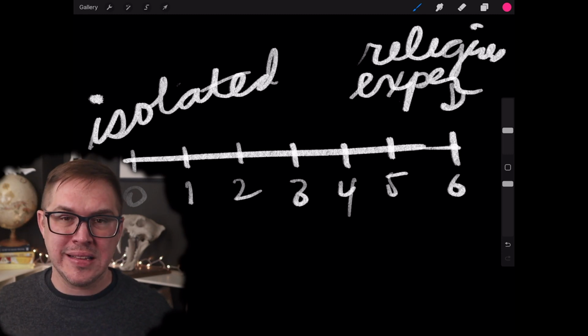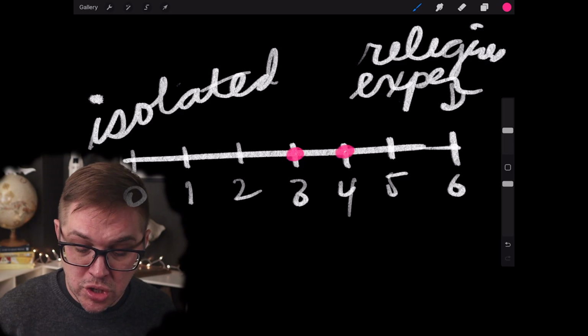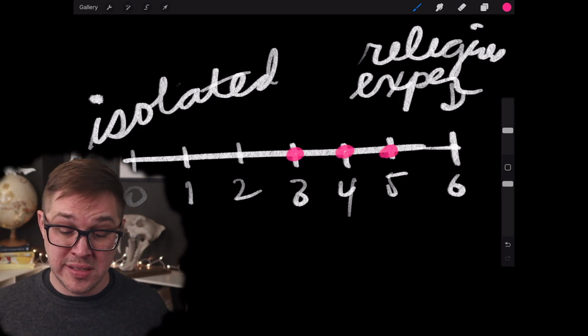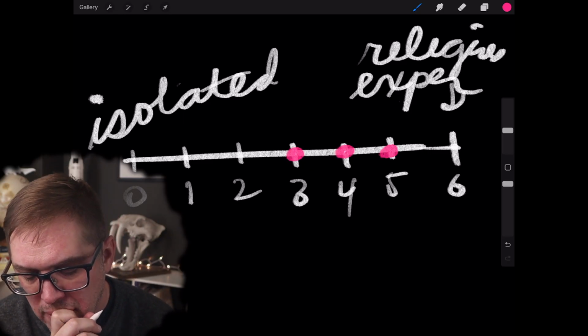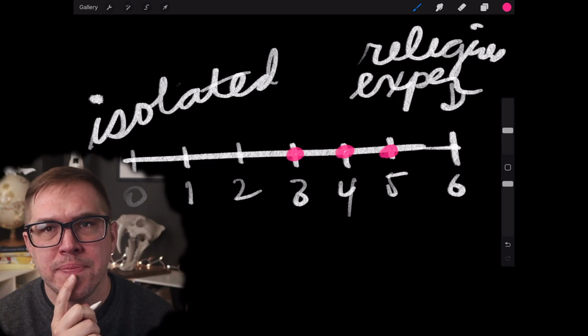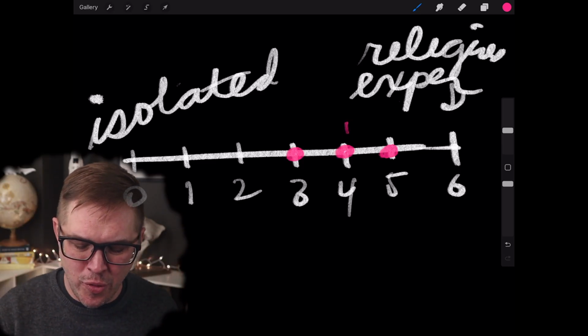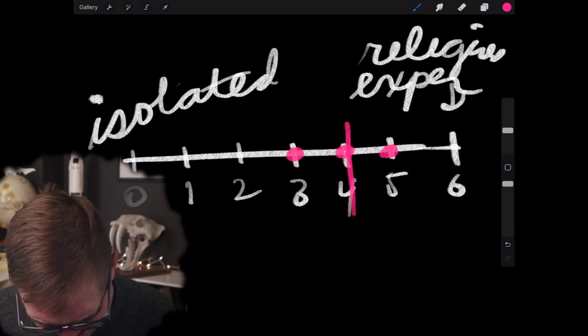And then finally, the isolated versus religious experience of this. Oh, no, this is interesting. This is definitely the most balanced of these, and also the lowest of these. So isolated versus religious experience. So good. This is a fail. Fail. I guess it averages out to a 4. Maybe averaging out to a 4 is not failing at this.